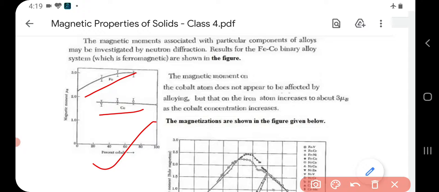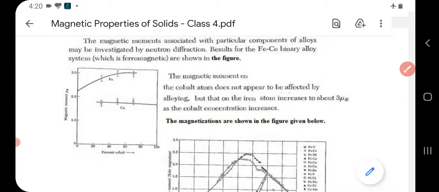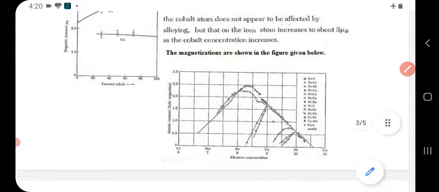Then the magnetic moment on the cobalt atom does not appear to be affected by alloying, whereas in the case of the iron atom there is a particular effect of alloying: the moment increases to about 3 mu B as cobalt concentration increases. That is, on alloying, the magnetic moment on cobalt remains unaffected, whereas the magnetic moment on iron increases to about 3 mu B as the cobalt concentration increases. All this comparative study you can make if you analyze any alloy spectrum using the neutron diffraction technique. The magnetizations are shown in the figure given below.